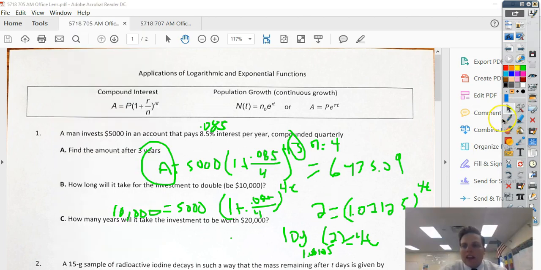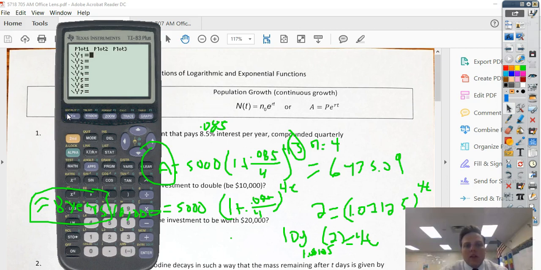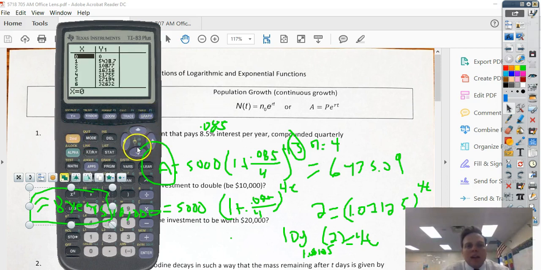Now, that was one way of doing it, the algebra way. What's another way I could have done it? Another way, guys, is by using the table feature of your calculator, by going into y equals, typing in 5,000, because that's your beginning amount, times 1 plus 0.085 divided by 4 raised to the 4t. You can say 4x, it's the exact same thing. Then you would just look at your table, and we're looking for it to be 10,000.